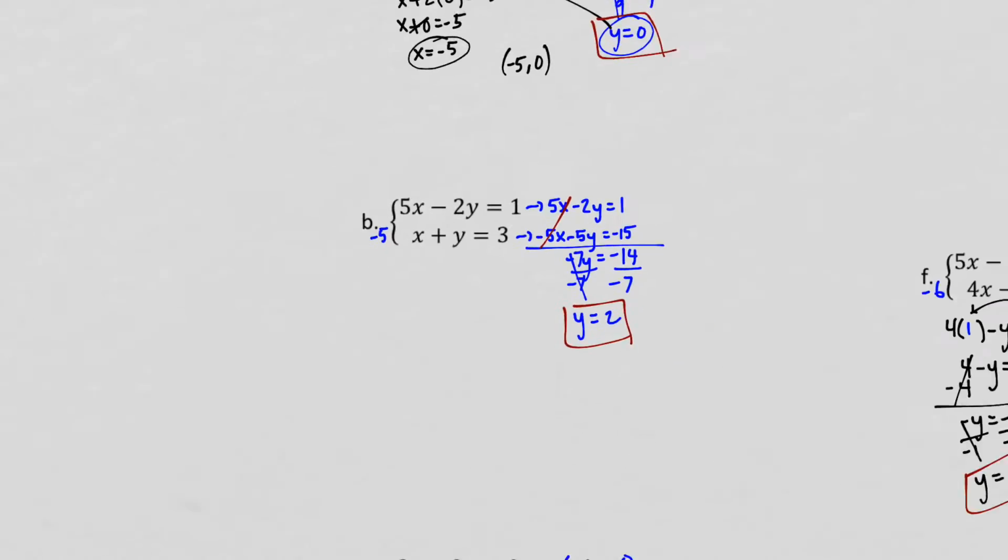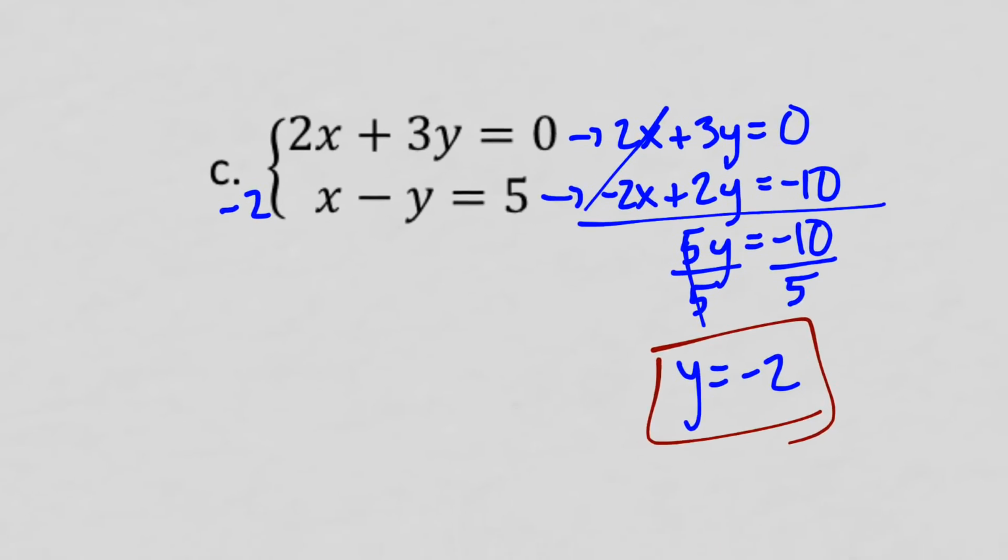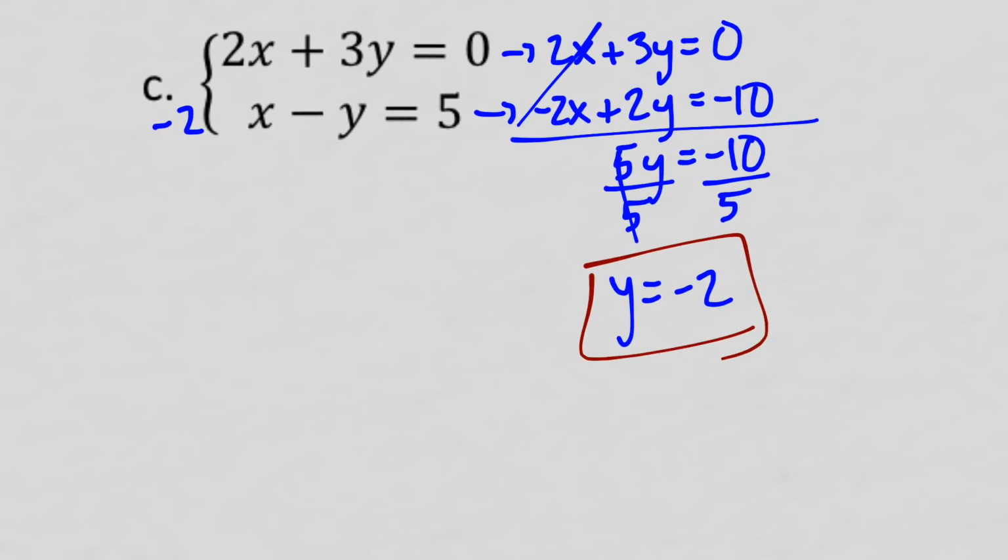So y equals 2. In part C, I multiplied the bottom equation by negative 2 to make it negative 2x, and positive 2x would cancel, which they did. Make sure you multiply all of them. So negative 2 times negative y became positive 2y, and that became negative 10. This became 5y. This is negative 10. When I divided by 5, I got negative 2 for y.